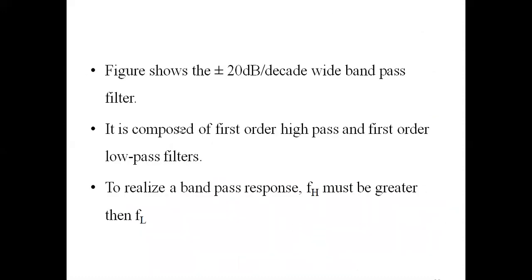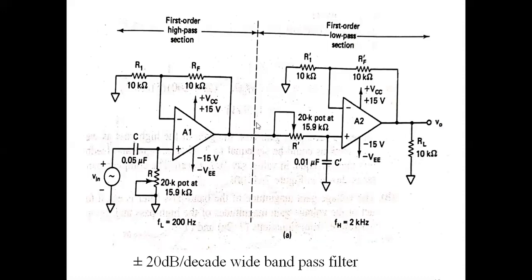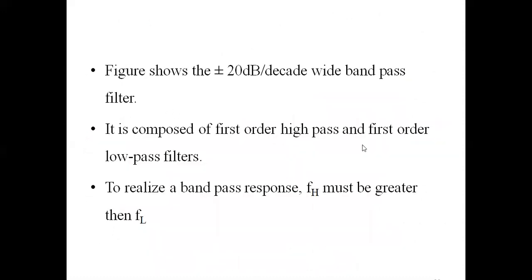As I said, the figure shows the plus or minus 20 dB per decade wideband pass filter, which is a cascade of the first order high pass section and the first order low pass section. To realize the band pass response, you need one condition: the higher cutoff frequency must always be greater than the lower cutoff frequency, that is FH must be greater than FL. In this way we can realize the band pass response of the filter.